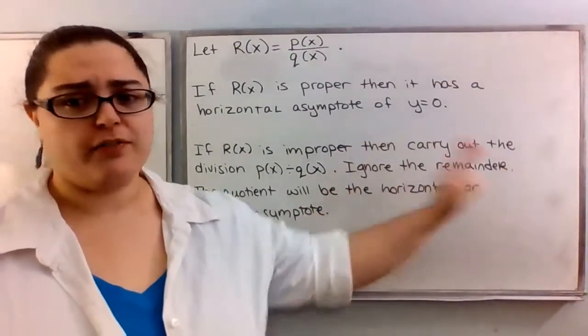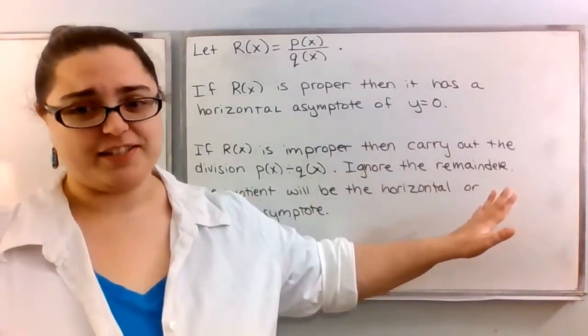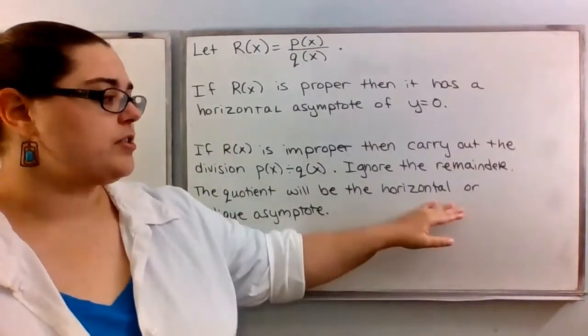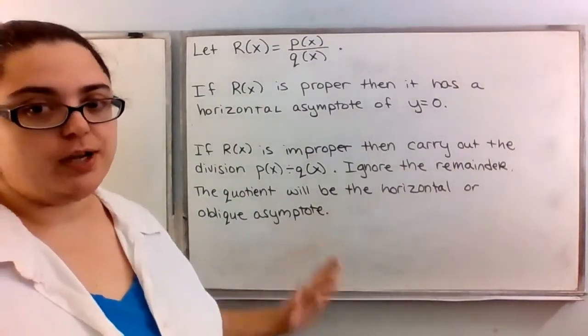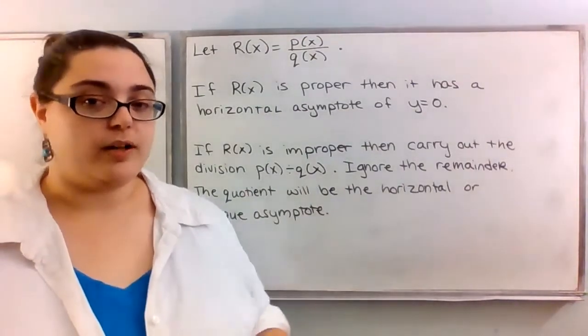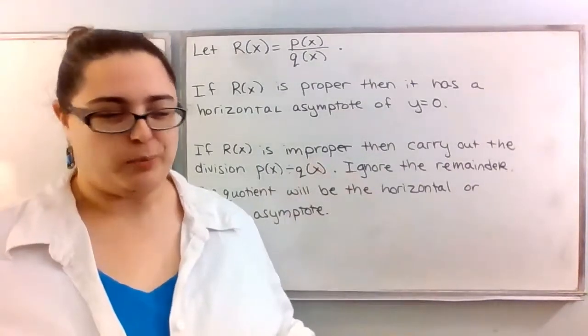We're going to ignore whatever remainder you get. The remainder is irrelevant in this case. Whatever the quotient ends up being is your horizontal or your oblique asymptote, depending on what you get. Now, the reason that we're ignoring the remainder, I'm going to talk about this a little bit.